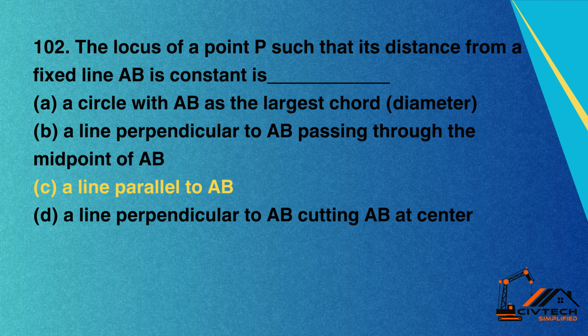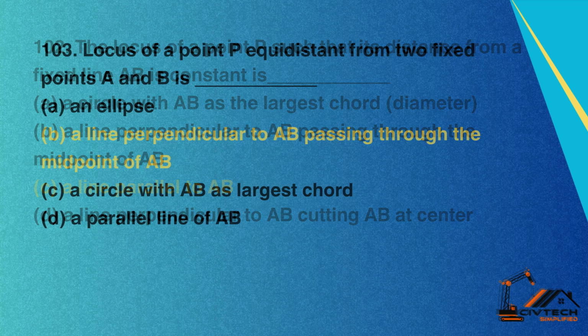102. The locus of a point P, such that its distance from a fixed line AB is constant, is: A. A circle with AB as the largest chord, diameter. B. A line perpendicular to AB passing through the midpoint of AB. C. A line parallel to AB. D. A line perpendicular to AB cutting AB at center. Correct option: C. A line parallel to AB.